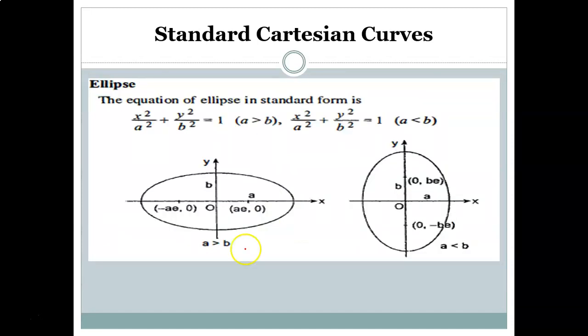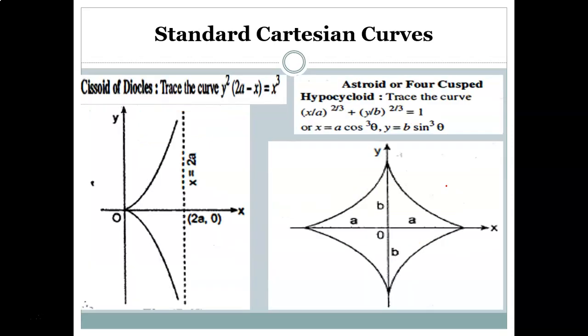Then the ellipse. An ellipse is given by, if a is greater than b, a means the major axis, then this is given by this type of geometry, where small a is the length of the semi-major axis, and small b is the length of the semi-minor axis. If the reverse is the case, a is less than b, and b becomes the major axis here. So the geometry of the ellipse is like this.